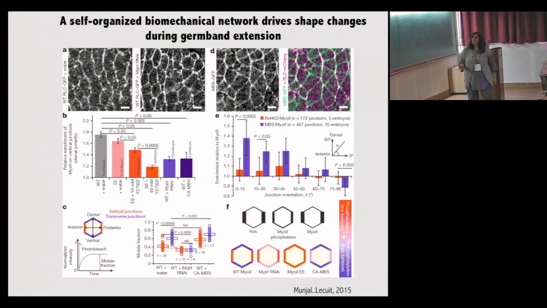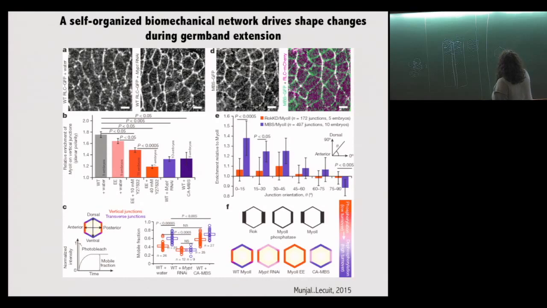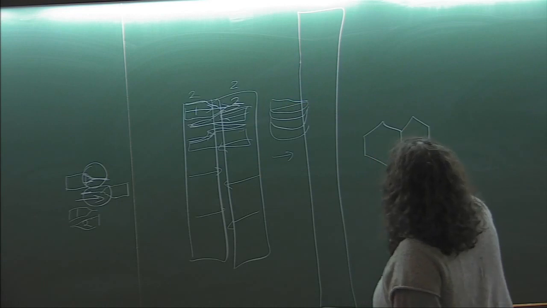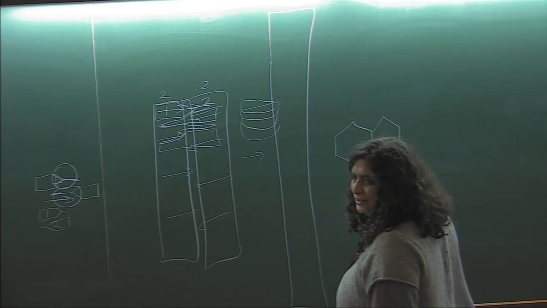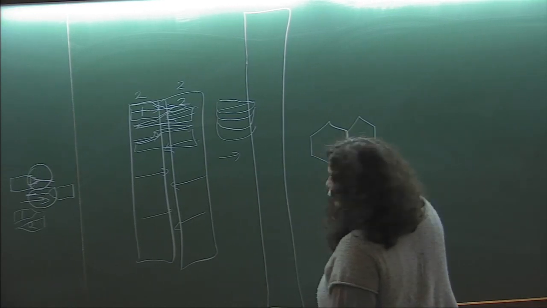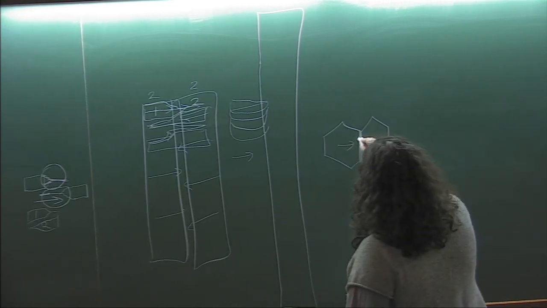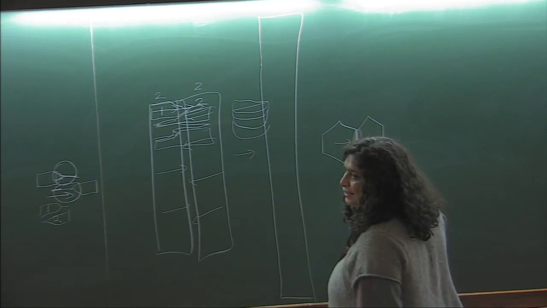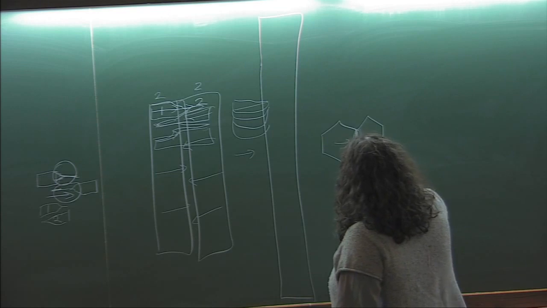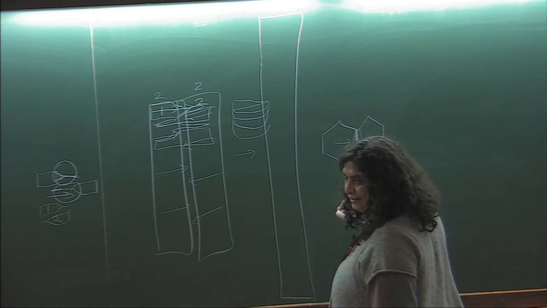So what I want to also say is that the enrichment of myosin along these interfaces that are oriented along the DV axis results from actomyosin flows towards these interfaces. So the flows actually destabilize the interface, but the enrichment of myosin that occurs as a consequence of these flows actually stabilizes these interfaces.